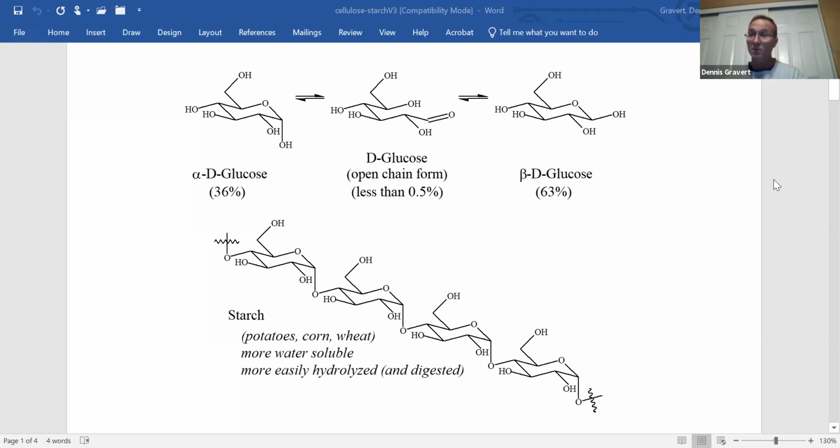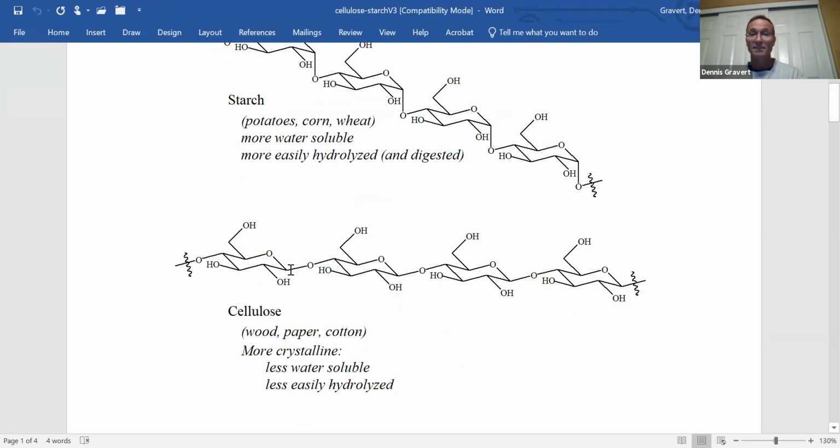However, if you use the beta form, you can link them into acetals and you get cellulose, which is actual great building material. You can make wood, paper, and cotton. Cotton, yeah, eat this. It's made from sugar. Problem is, our bodies cannot break the beta bond here. The equatorial bond is too stable.